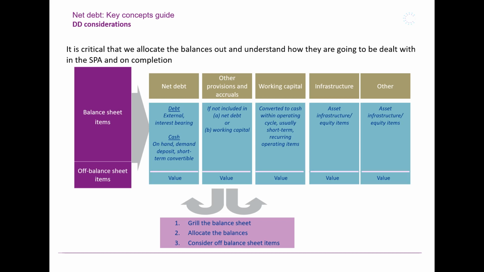Then your obvious working capital items. So the items that are converted to cash within the operating cycle, usually short-term recurring operating items. And then also categorizing any items that are infrastructure or other, which, as I mentioned before, aren't actually adjusted in the purchase price because it's assumed that they're included in the headline price. And then also just reviewing your off-balance sheet items as well in case there's anything missing, which we should be including there.